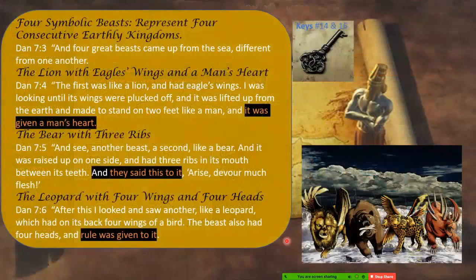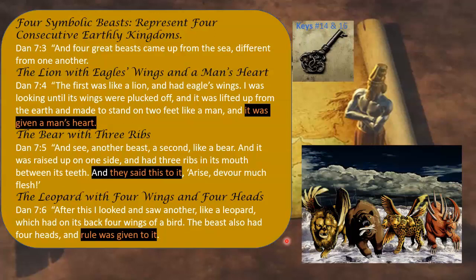Okay, Kim. 4 symbolic beasts represent 4 consecutive earthly kingdoms. Daniel 7:3. And 4 great beasts came up from the sea, different from one another. The lion with eagle's wings and a man's heart. The first was like a lion and had eagle's wings. I was looking until its wings were plucked off, and it was lifted up from the earth and made to stand on 2 feet like a man, and it was given a man's heart.